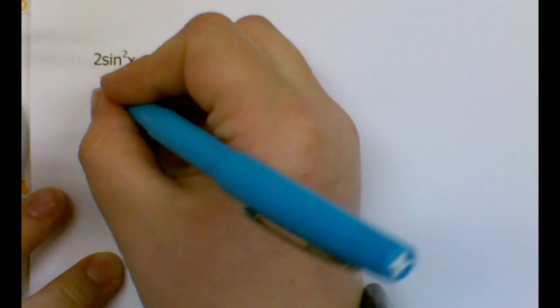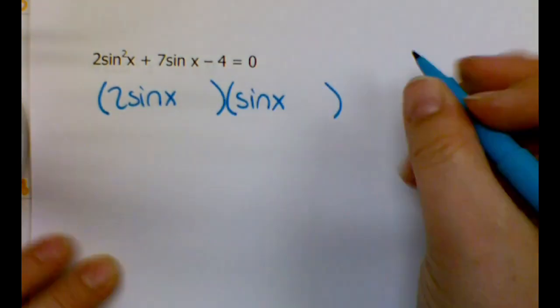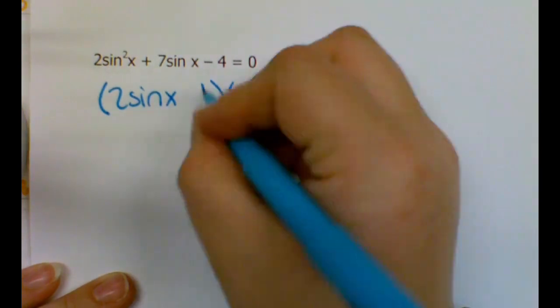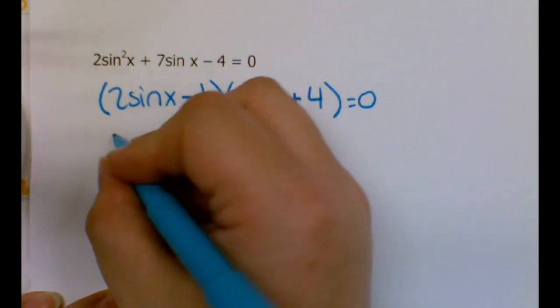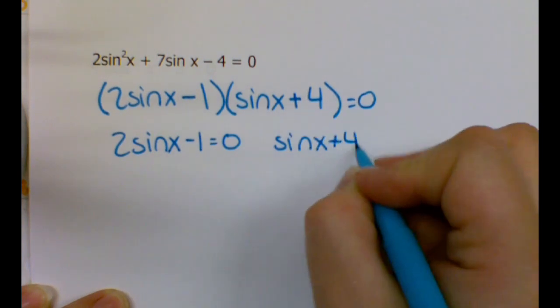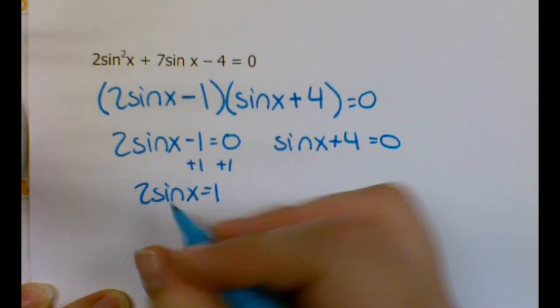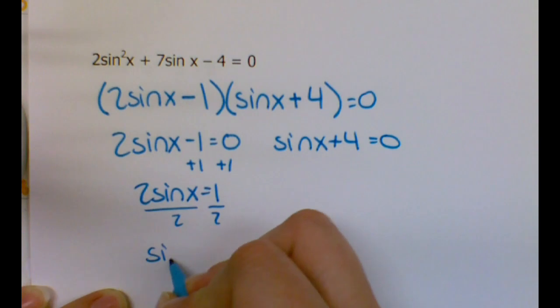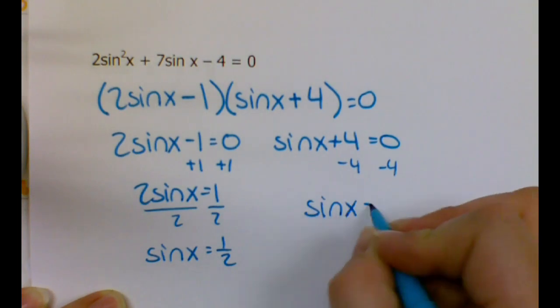All right, this next one, very, very similar. We're going to start by just factoring, though, because it's already equal to 0. So I have 2 sine of x and just sine of x. To use a 4 to make a 7, I need 8 and 1, so minus 4, or plus 4 minus 1. There we go. Set each factor equal to 0. I will add the 1 for the first one, and then I will divide by 2. Second one, I will subtract 4, and sine of x is alone.